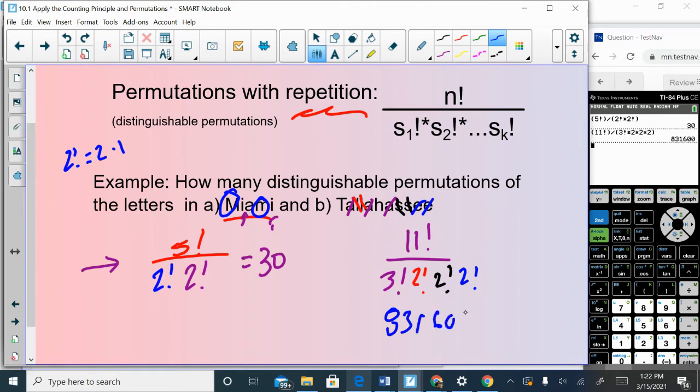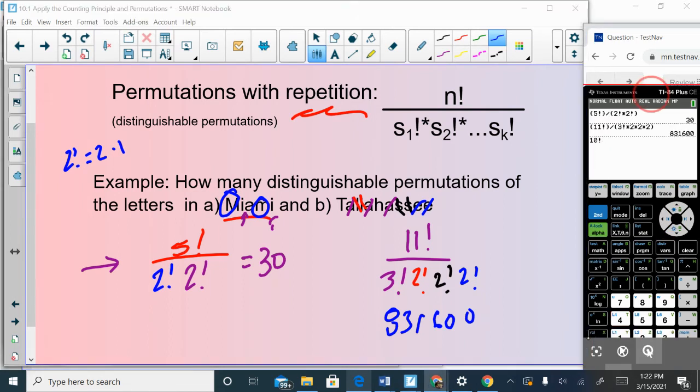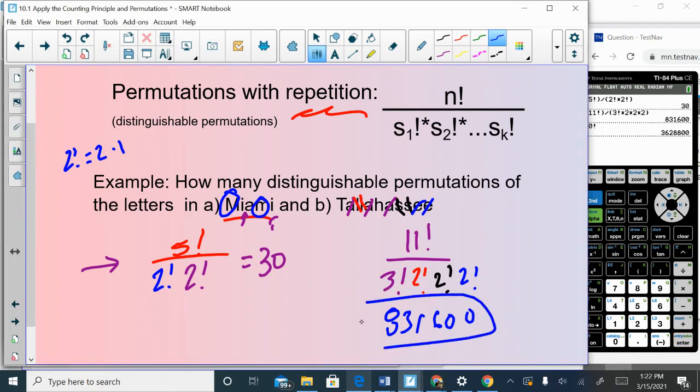Factorial grows insanely fast. We saw 5 factorial was 120, and it doesn't take very long to cause your calculator to go into scientific notation. I don't know if 10 will, but 10 factorial is 3 million already. It does not take long for factorials to get to very large numbers. So there's our answer here: 831,600 ways that we could reorganize the letters in the word Tallahassee.